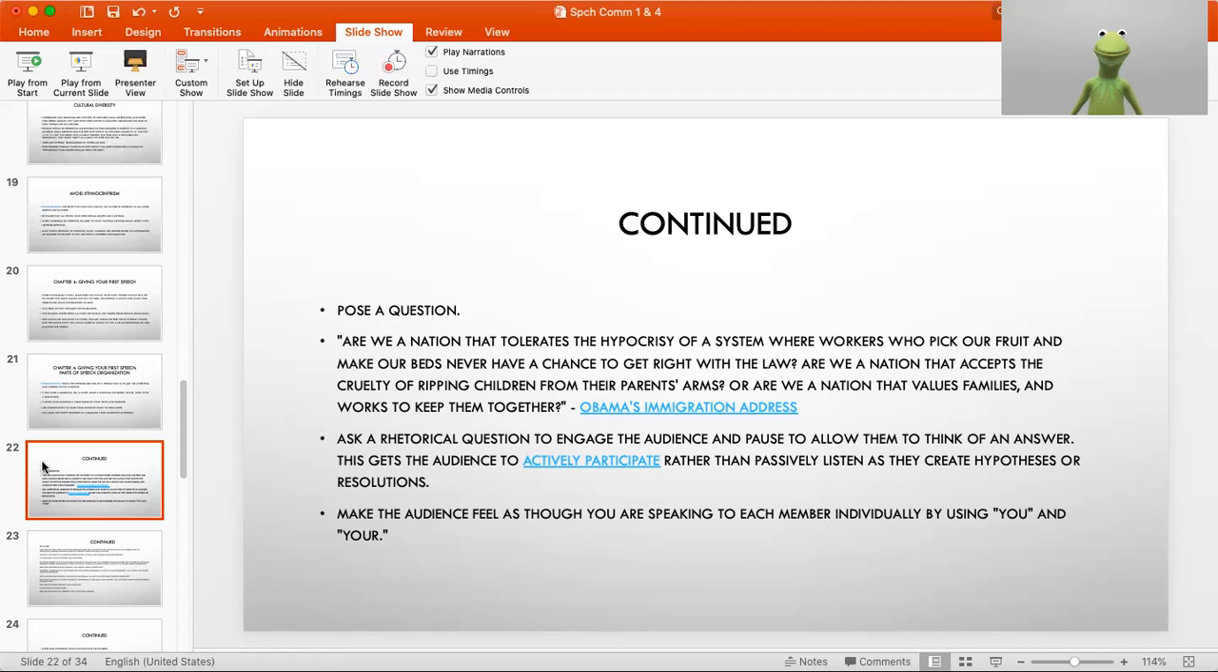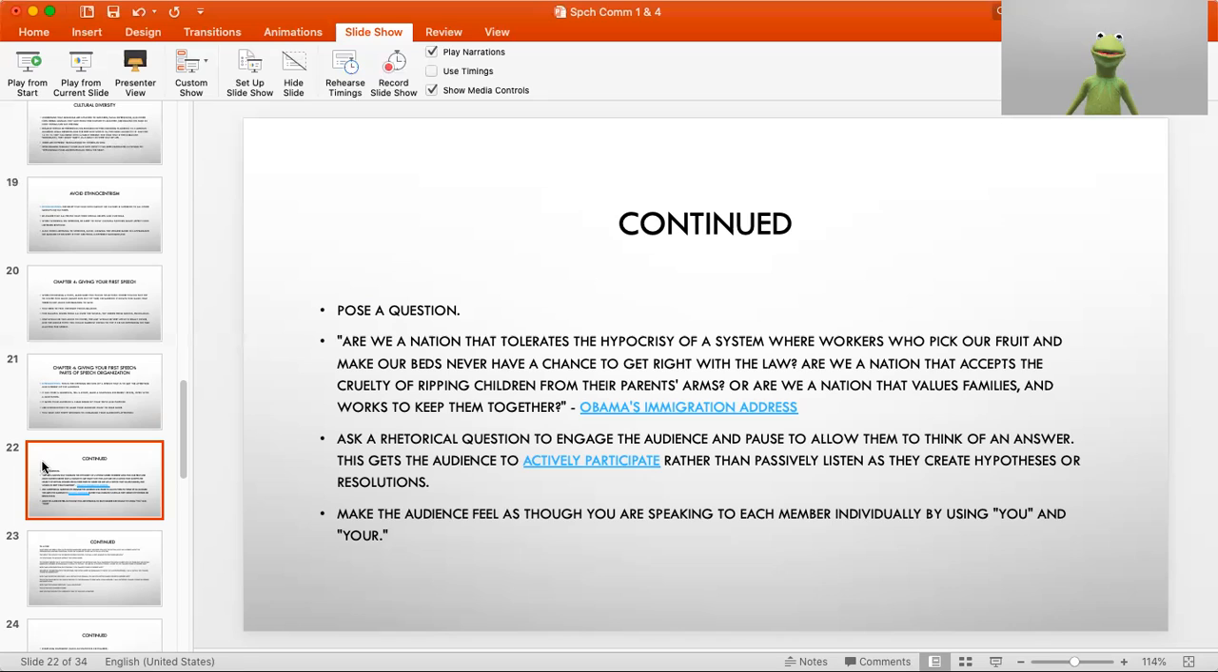So you can see this is a rhetorical question to engage the audience. You want to allow a short pause. That way you allow the audience to actually think about the question and what their answer is to it. So this gets the audience to actively participate in your speech rather than just passively listening as they're creating a hypothesis or resolutions to that question.